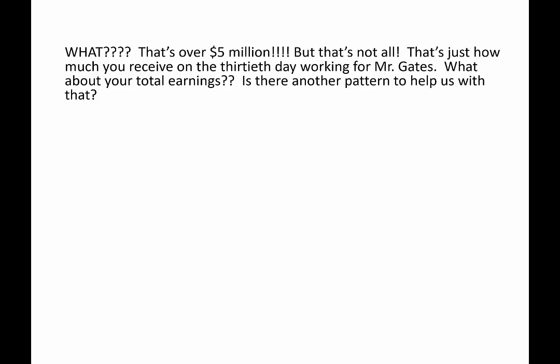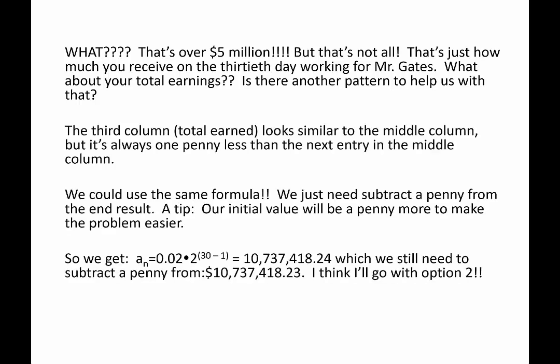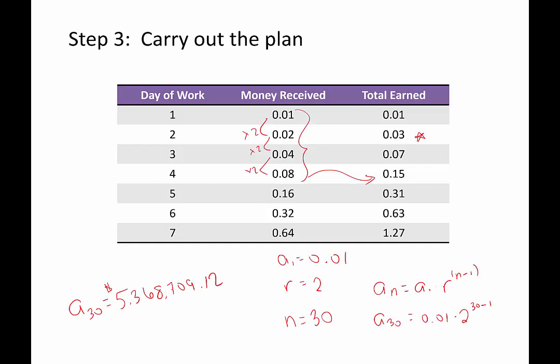I think I explain it here. So I also found another pattern here. And if we go back to the table for 1 second, sorry to go back and forth. If you look at the total earned, 1 penny is 1 penny less than 2 pennies. 3 pennies is 1 penny less than 4 pennies. 7 is 1 less than 8. 15 is 1 less than 16. So actually, it looks like this column is a geometric sequence, but then we have to subtract 1 penny.